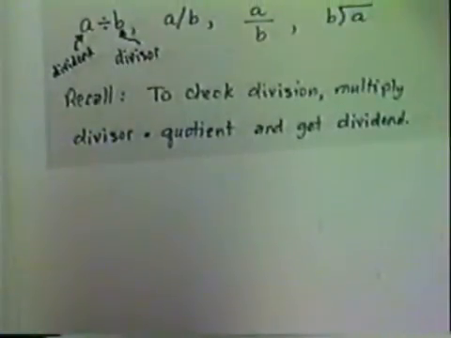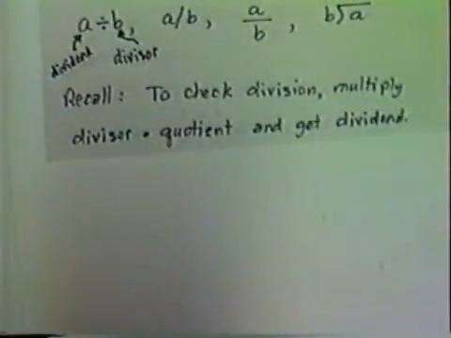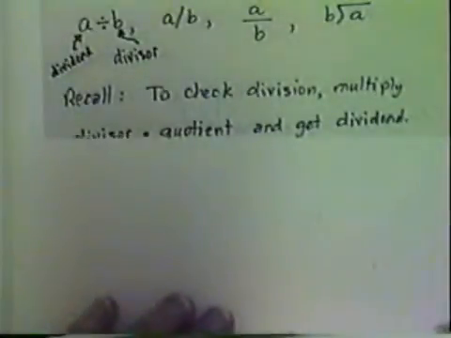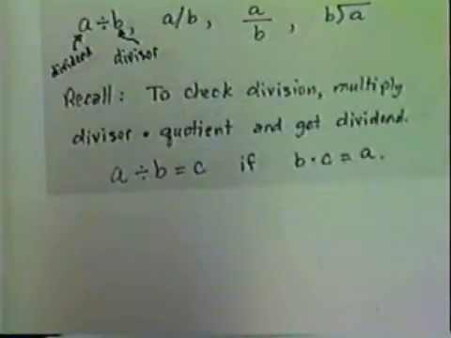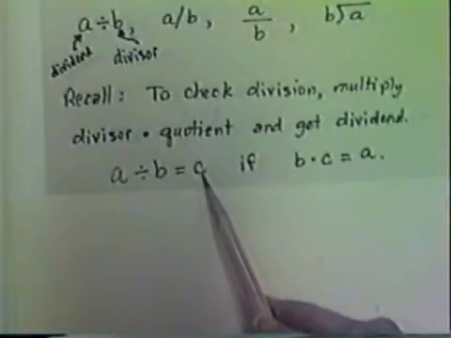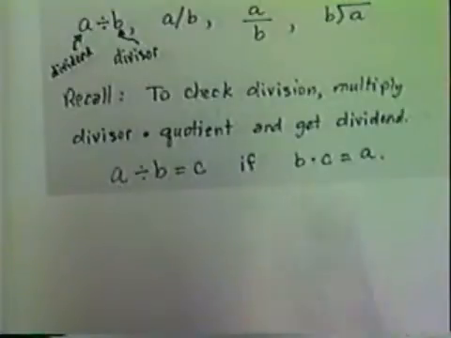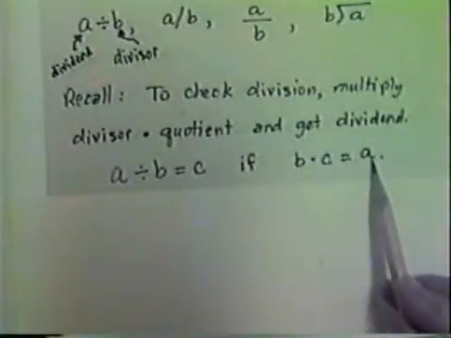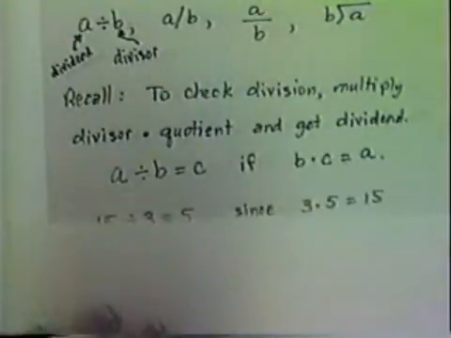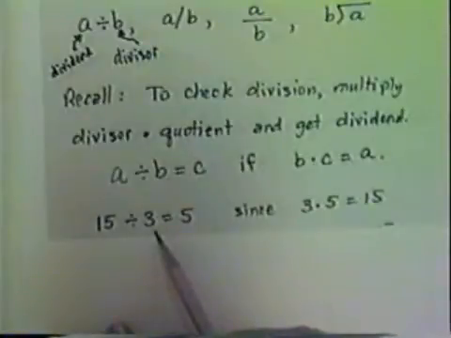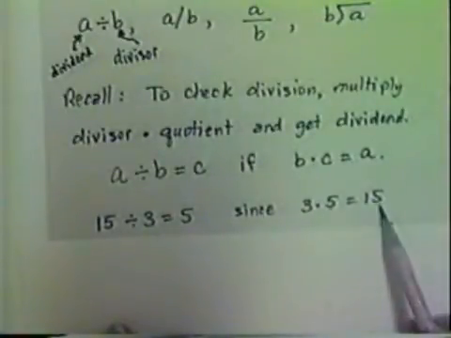So, let's think about how we check division. And this is where the reverse operation for multiplication comes into play. To check division, multiply divisor times quotient and get the dividend. And so we say A divided by B is equal to C if the divisor B times the quotient C equals the dividend A. So using some numbers, 15 divided by 3 is equal to 5, since 3 times 5 is 15.